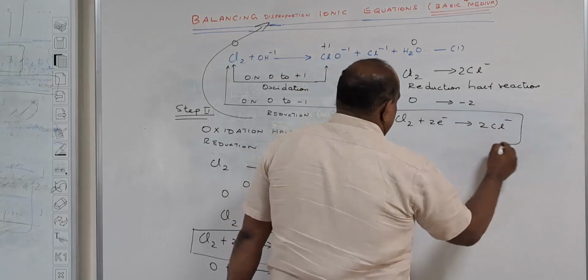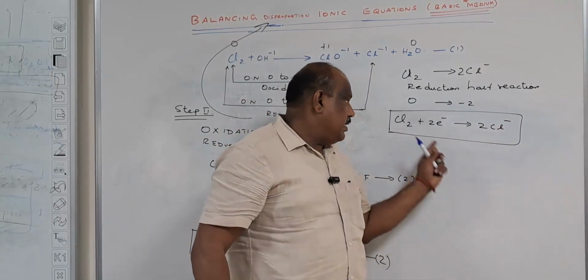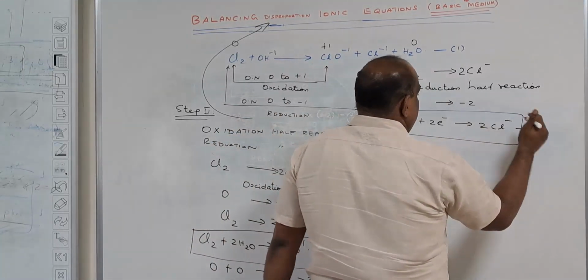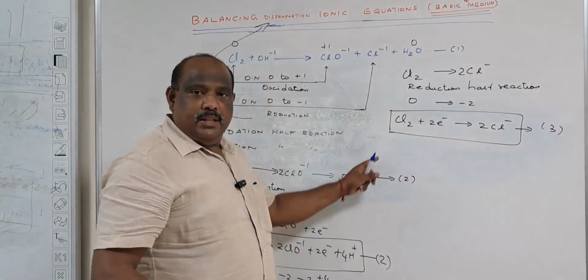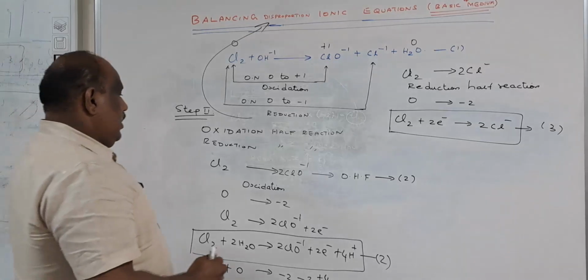This is more than sufficient. Why? There's no need to add a water molecule. There's no need to add H+ because it's self-balanced. So this reaction is called what? The reduction reaction. Let us call it 3. Now let us try to add these 2 equations. We'll end up with the final form.